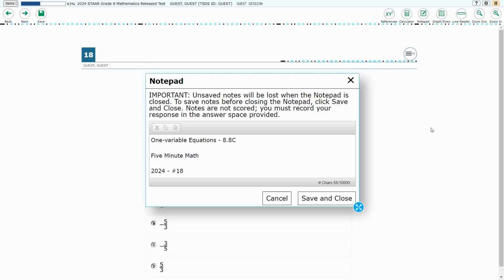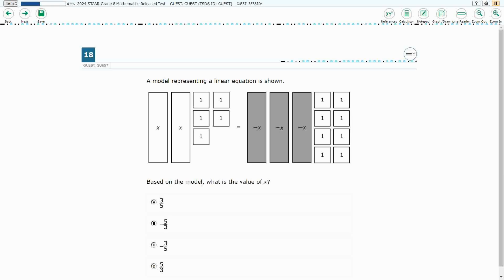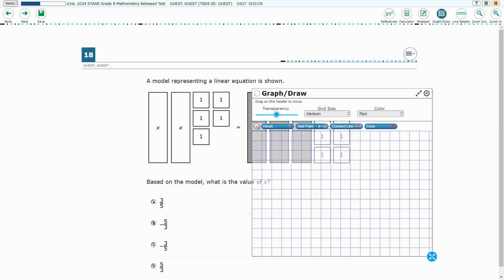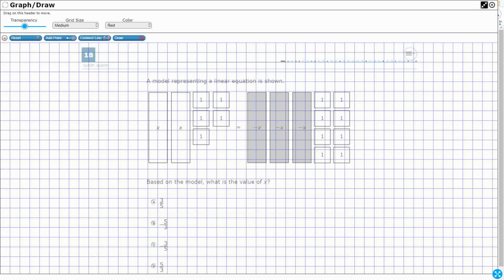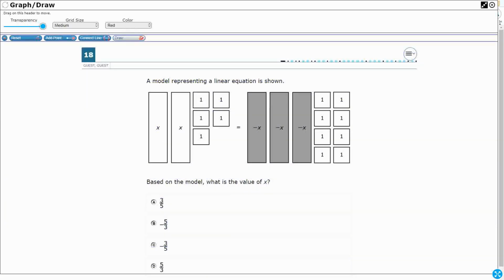Today we are looking at the 8th grade concept of one-variable equations. This is standard 8.8C in the great state of Texas, and we are using item number 18 of the 2024 released STAAR test. If you haven't done so already, please go ahead and take a moment to pause the video, work this problem out on your own, unpause it, and we will look at our answers together.